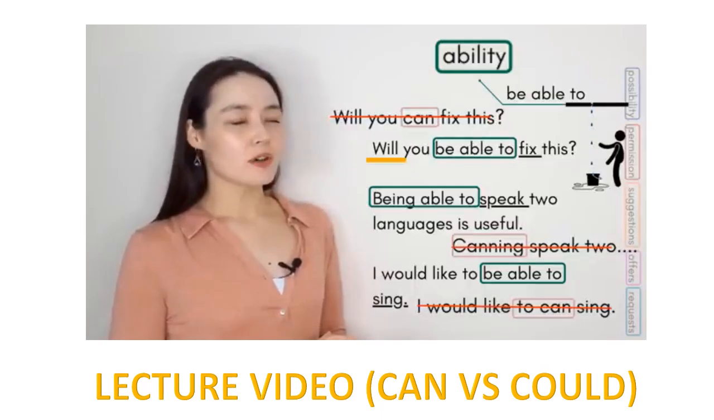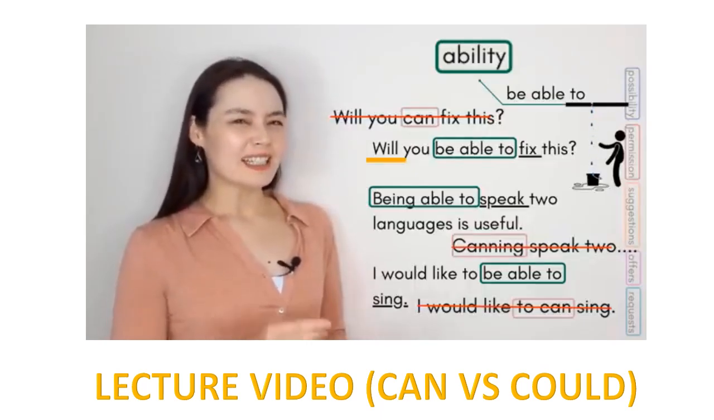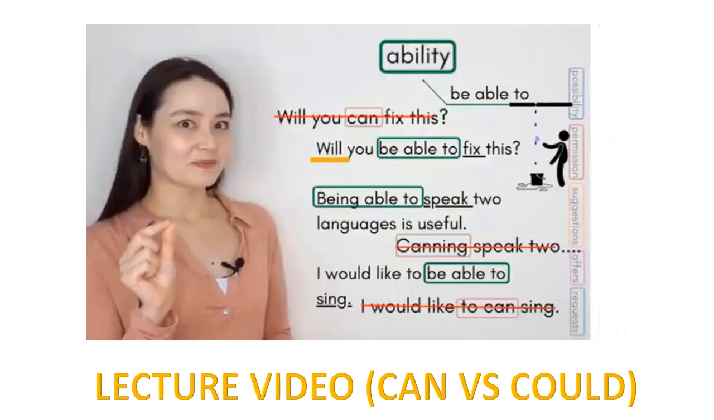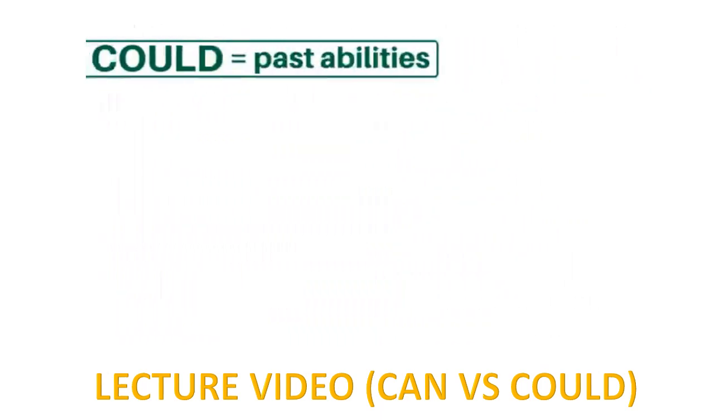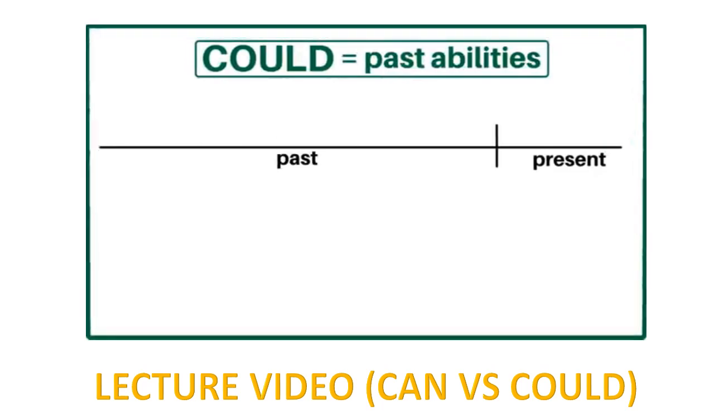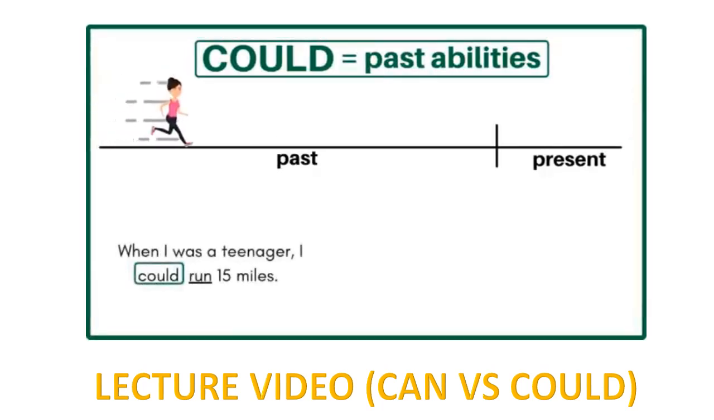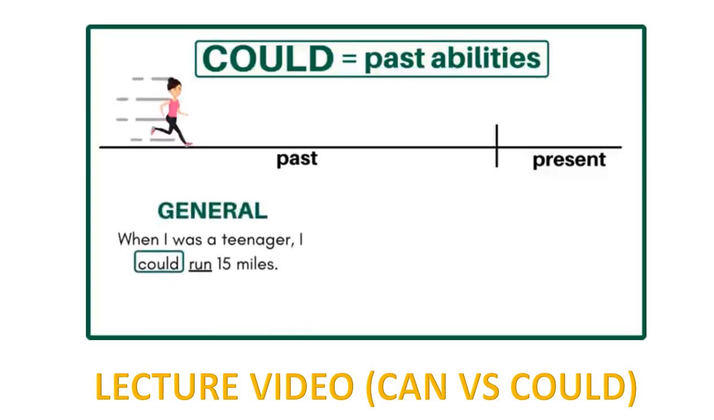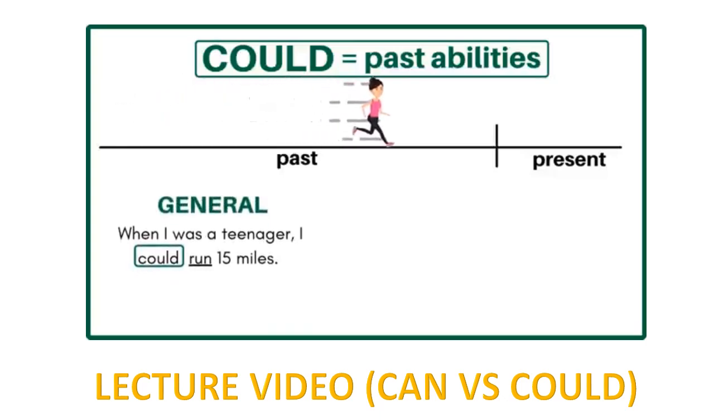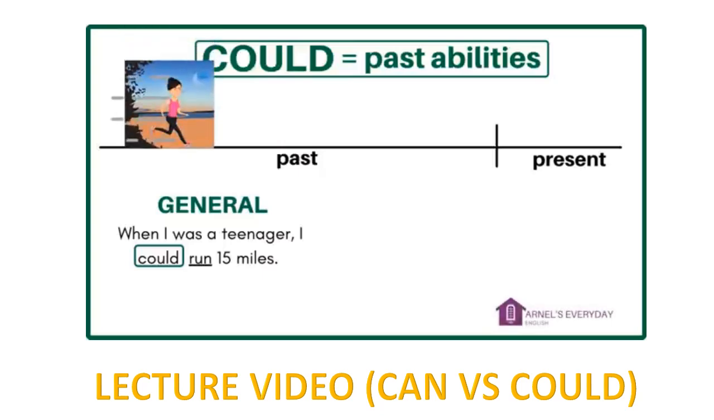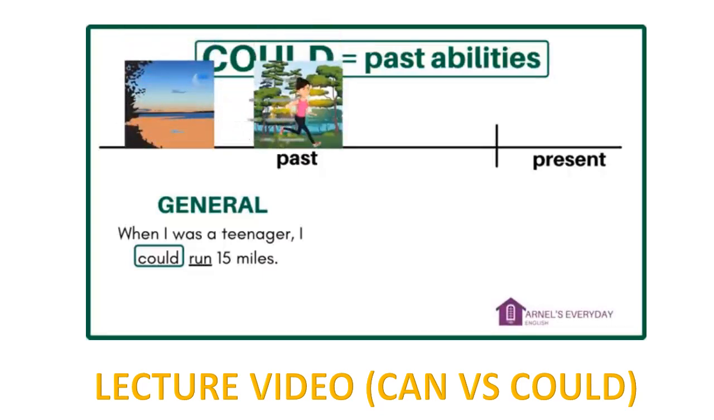We can't move on to possibility yet. Let's get a little bit more specific. We know could is used for past abilities. Here is one of my earlier examples. When I was a teenager, I could run 15 miles, no problem. Here I'm talking about ability in general, things I could do in the past whenever I wanted to. I could run 15 miles in the morning, in the afternoon, in my sleep, haha.